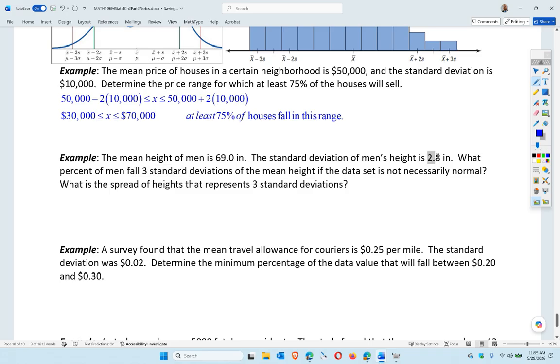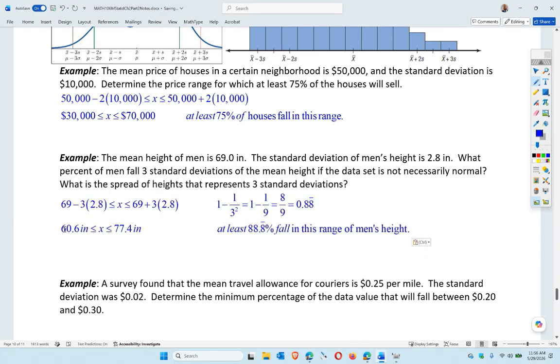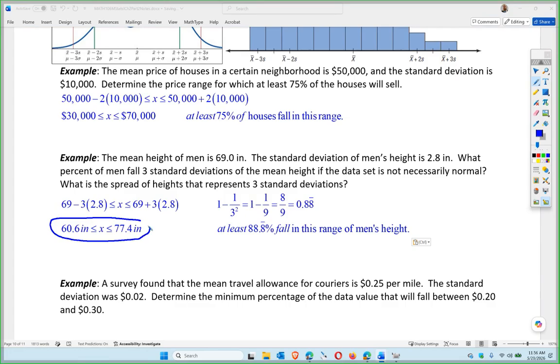So 3 times 2.8, add it one way and subtract the other, right? Okay. So essentially, that's going to be between 60.6 and 77.4. So this is the range of 3 deviations, essentially, right? But again, we don't know if this is normal or not, so we're going to assume it's not normal.